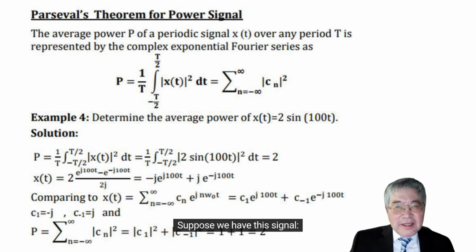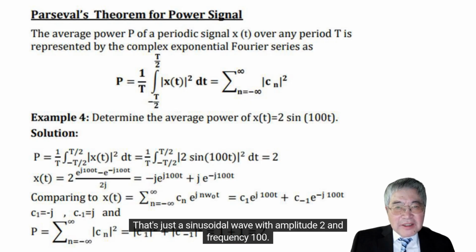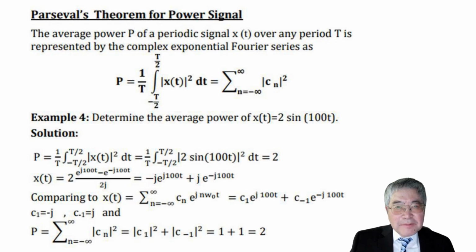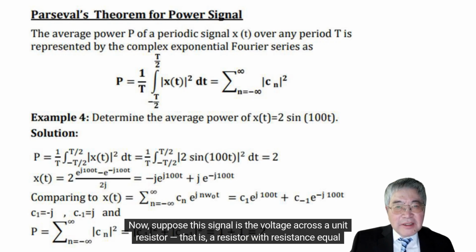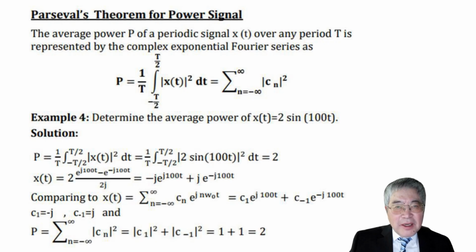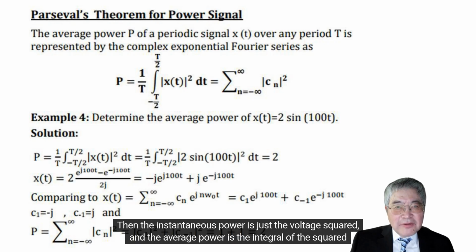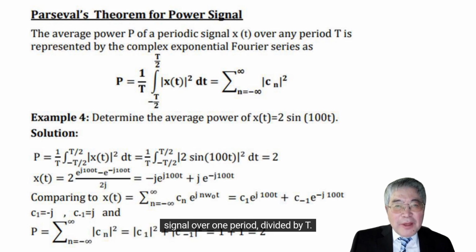Suppose we have this signal, x of t equals 2 times sine of 100t. That's just a sinusoidal wave with amplitude 2 and frequency 100. Now suppose this signal is the voltage across a unit resistor, that is, a resistor with resistance equal to 1 ohm. Then the instantaneous power is just the voltage squared, and the average power is the integral of the squared signal over one period divided by T.